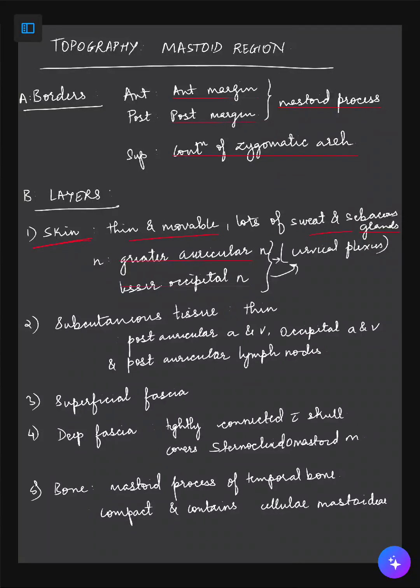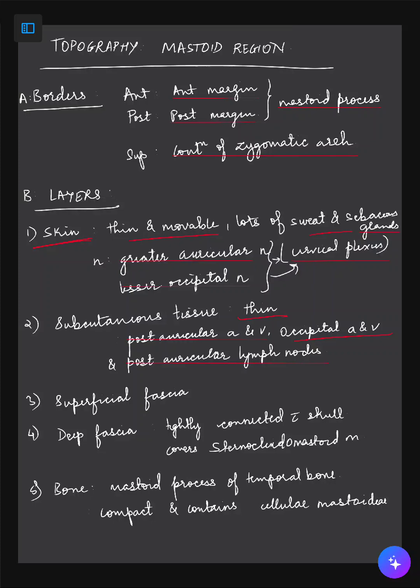When I teach ENT, in that part also I will teach which nerves are innervated where. But remember, mastoid region, skin, nerve is greater auricular nerve and lesser occipital nerve, which comes from cervical plexus. Now subcutaneous tissue is thin, same as skin, and vessels are post-auricular artery and vein, occipital artery and vein, and post-auricular lymph nodes.